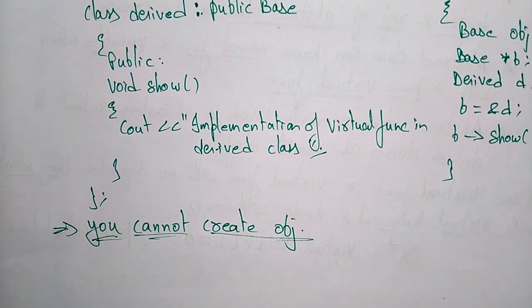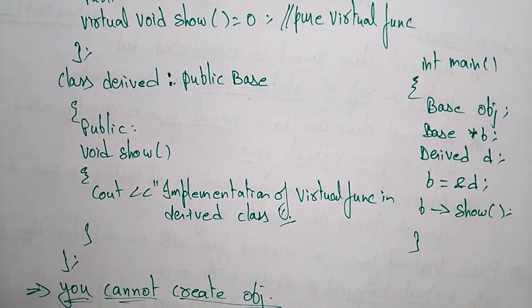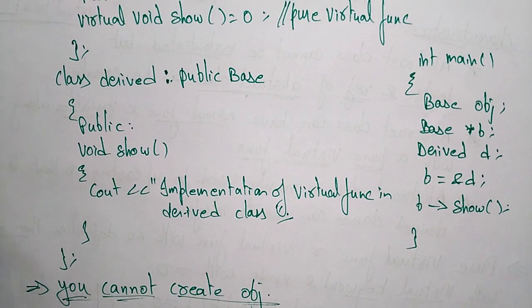So let us see one example for this abstract class, then you will understand what actually this abstract class is. Means without objects and with objects, with the help of this pointer or the reference variable. So let us see in the next video about this abstract class clearly.